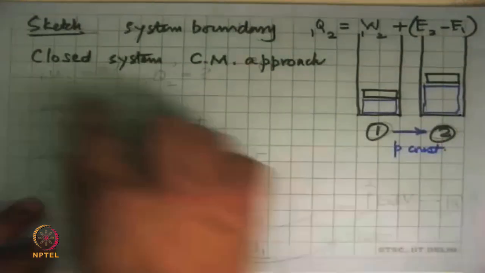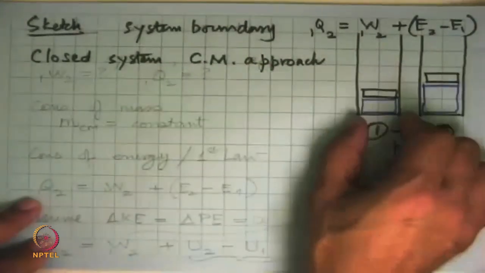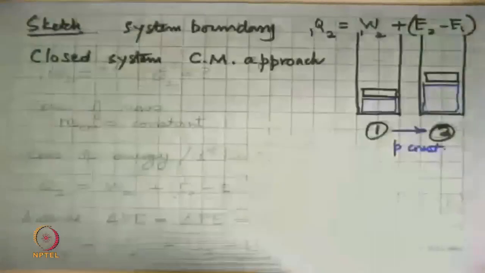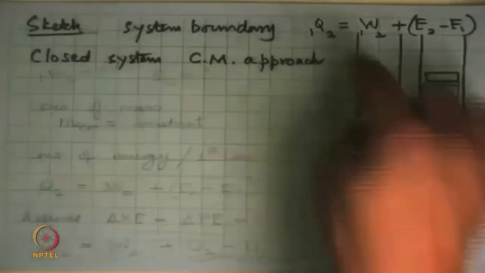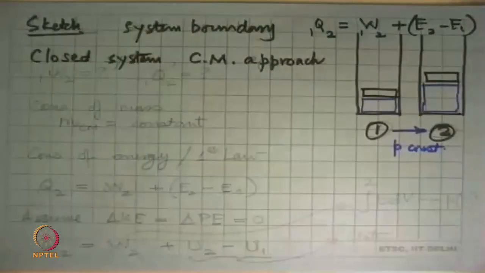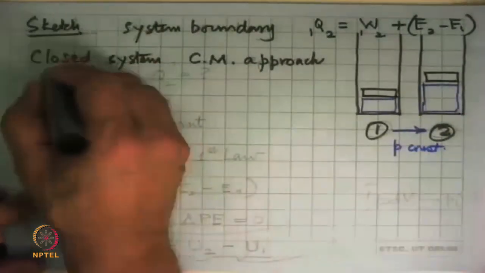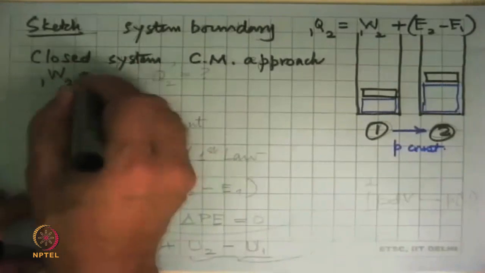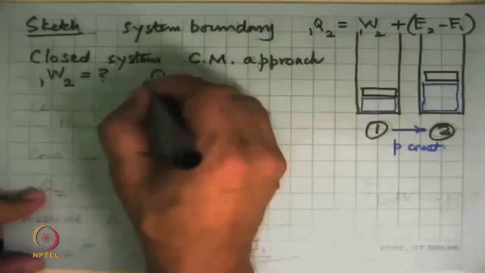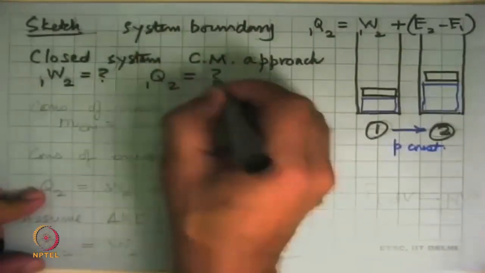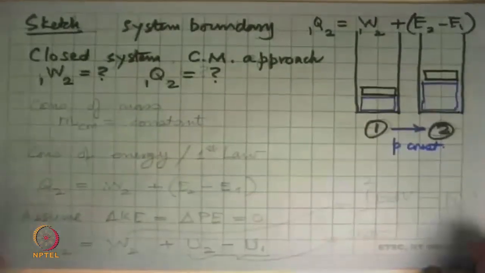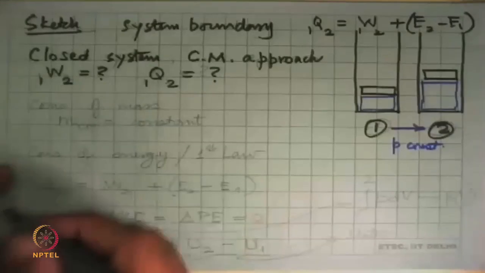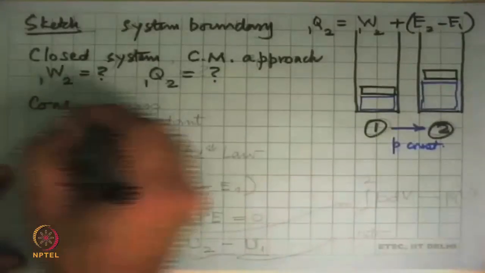So be very clear to understand what system we are looking at, make the sketch and say, well, this is what it is. And this is why we will use this particular type of equation. So now we are on the correct path here. And what we have been asked for is W12 and Q12. That's our objective. And we then proceed the same way.